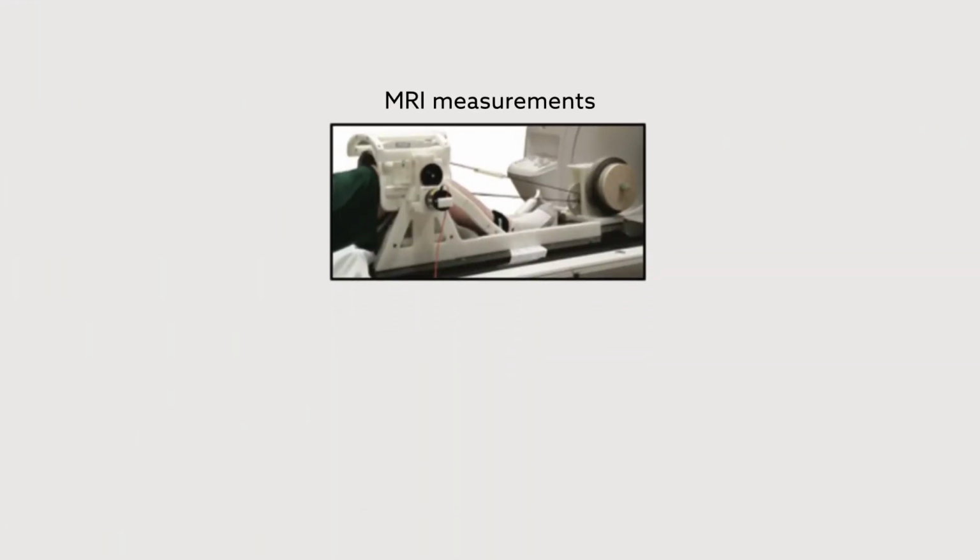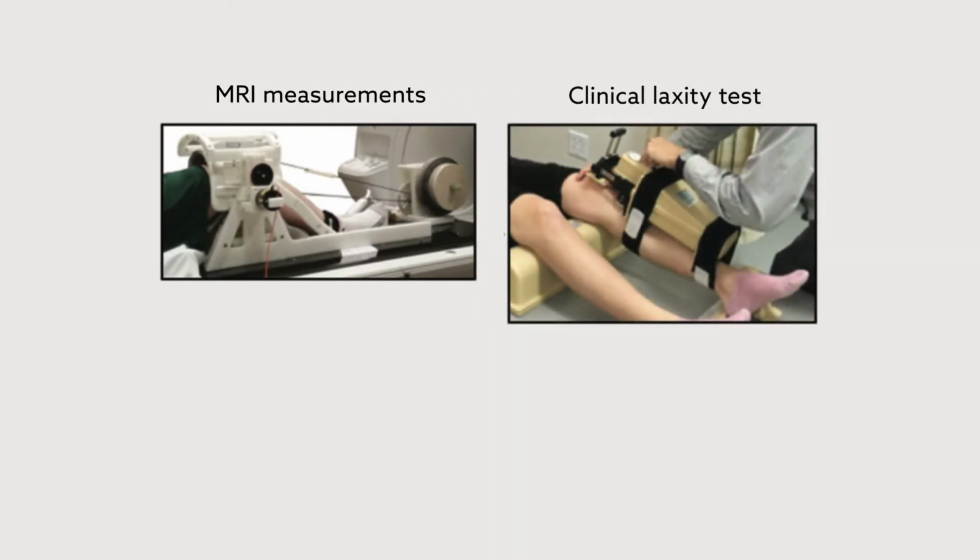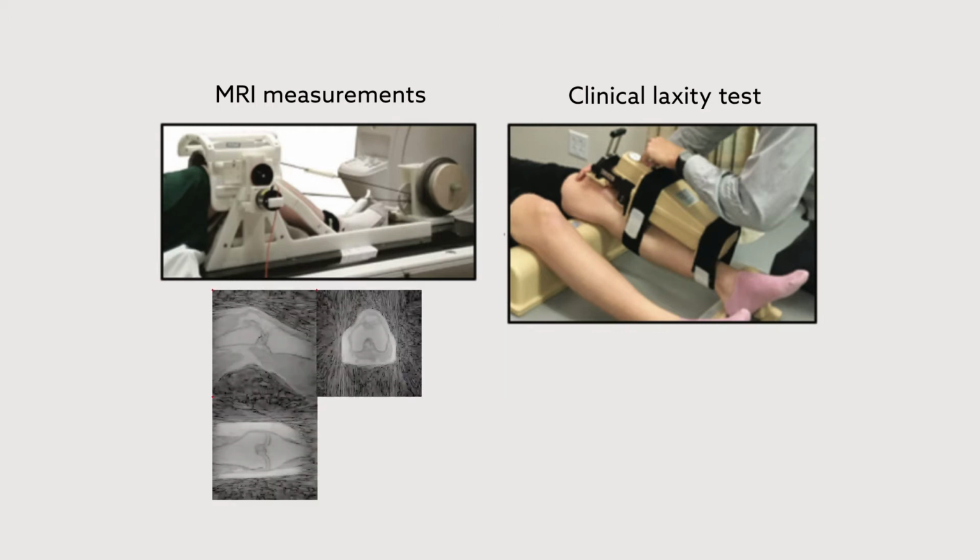MRI measurements were performed to assess the ACL tunnel location and graft angle in the knees of 18 participants who had undergone ACL reconstruction. A clinical laxity test was performed on each subject following the completion of post-surgery physical therapy. Dynamic MRI was used to measure tibiofemoral kinematics and cartilage contact during active flexing and extending of the knee.